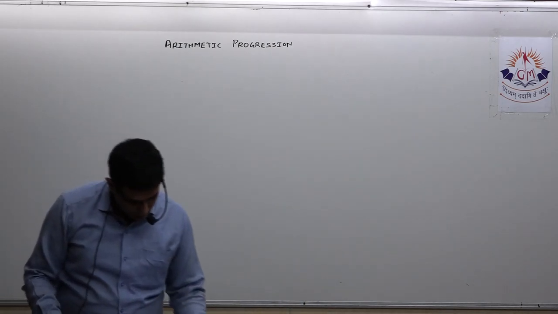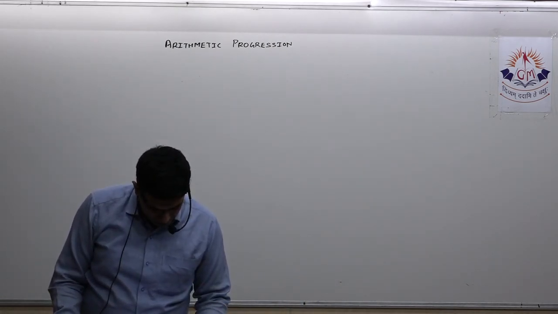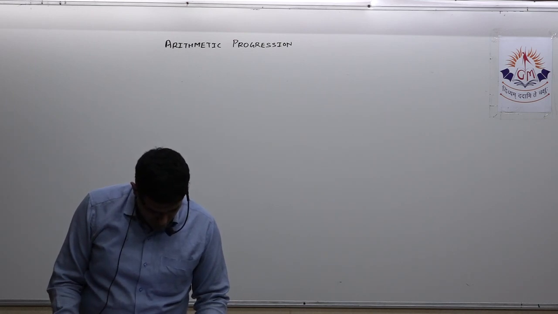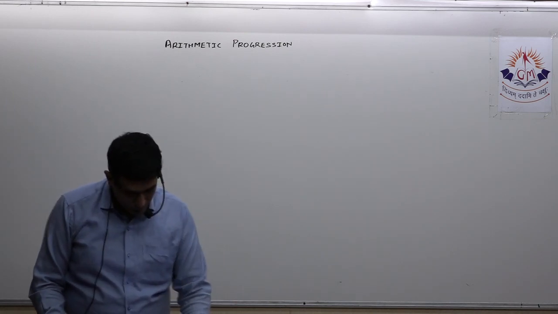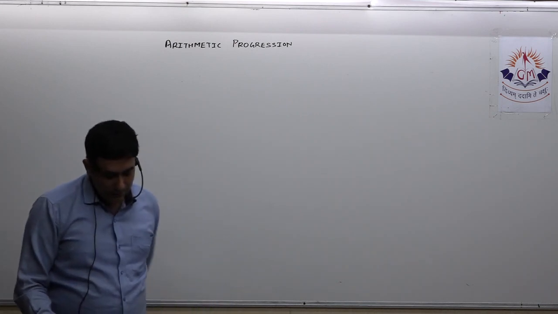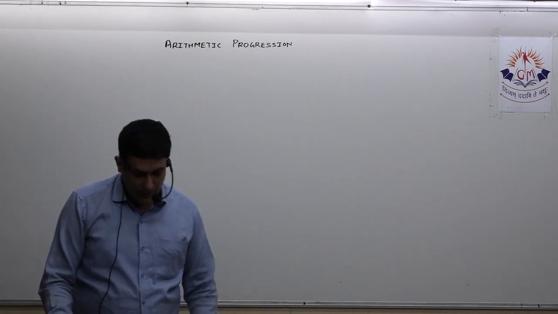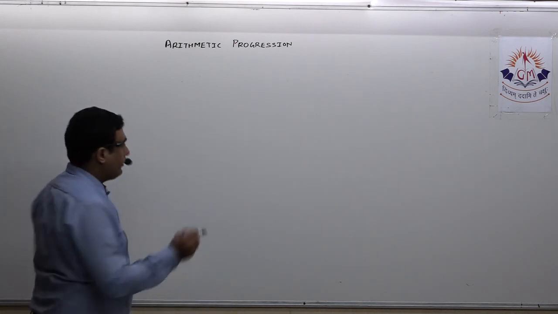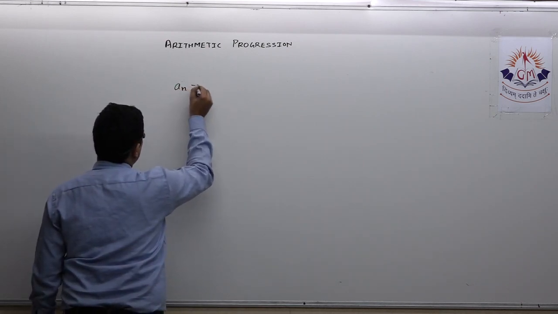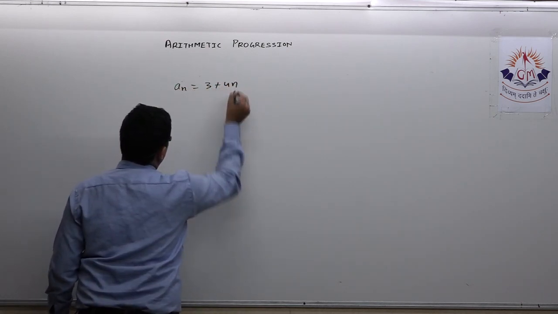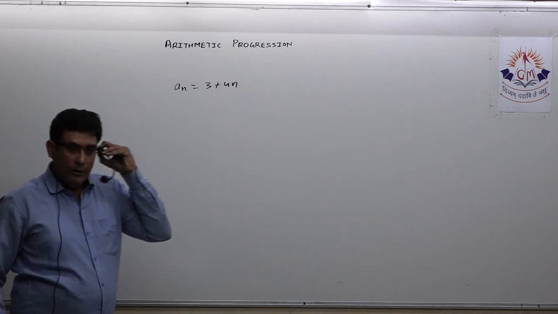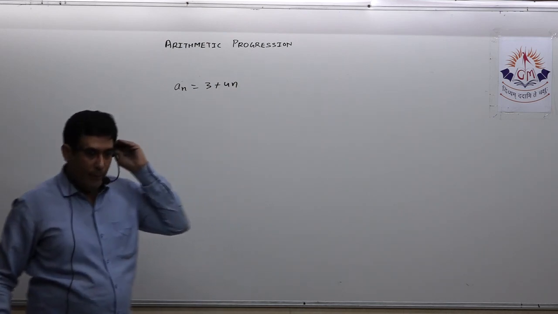Okay, now next question is, show that the given expression is an AP or not. Here it is given a n is equal to 3 plus 4n. We have to show that this represents an AP.